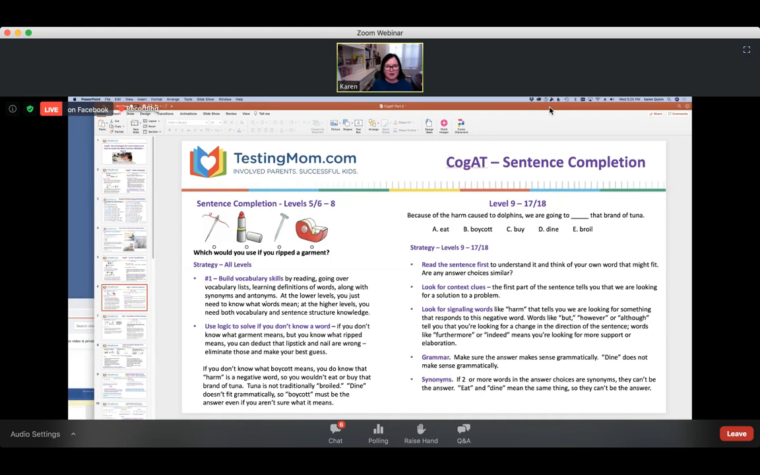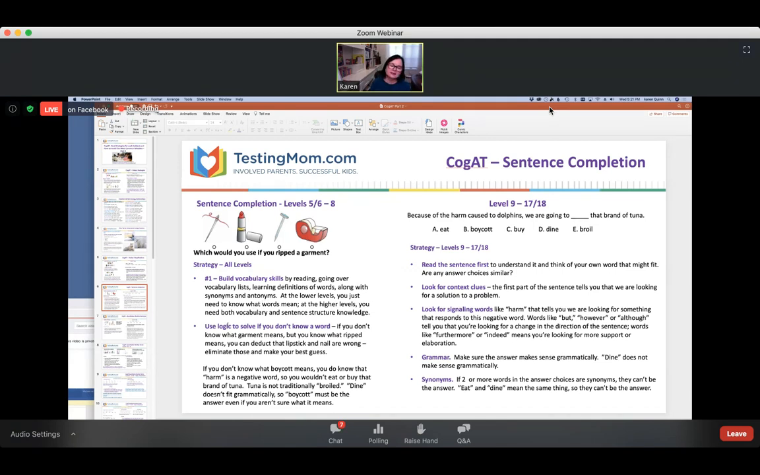So the number one strategy for all kids for sentence completion is just building your vocabulary skills. Do this any way you can. You could be going through vocabulary lists. In our summer camp, we do vocabulary classes every week to help kids build their vocabulary. So just keep learning vocabulary. Read as much as you can. That's another great way to learn vocabulary.